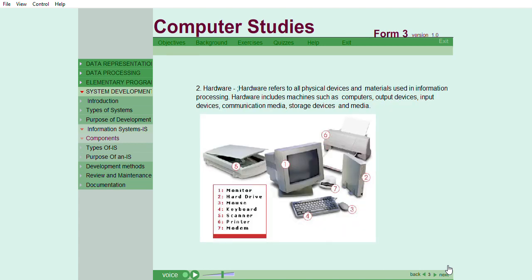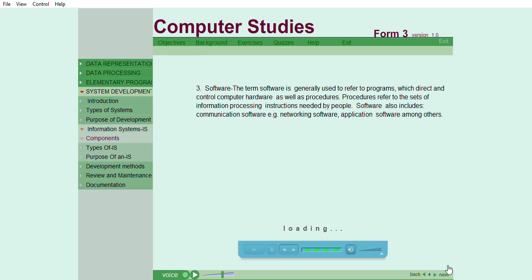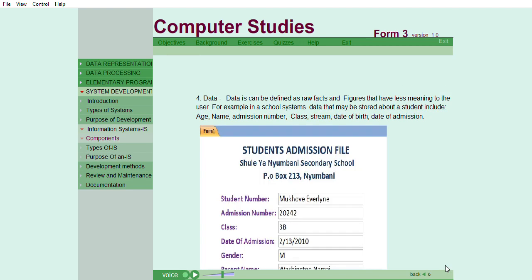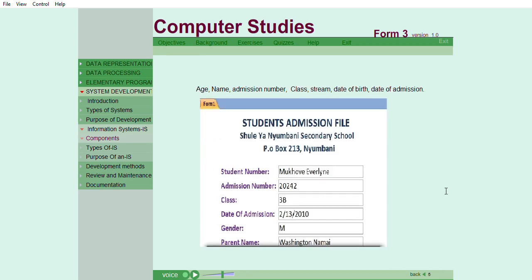Hardware. Hardware refers to all physical devices and materials used in information processing. Software. The term software is generally used to refer to programs which direct and control computer hardware as well as procedures. Data. Data can be defined as raw facts and figures that have less meaning to the user.